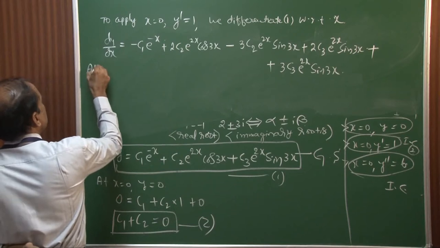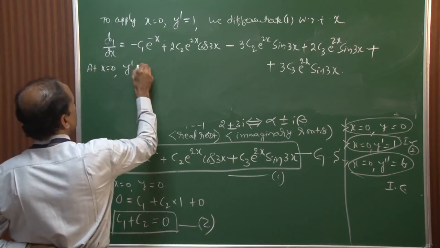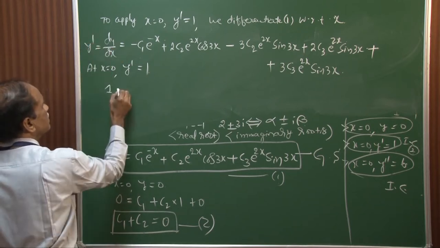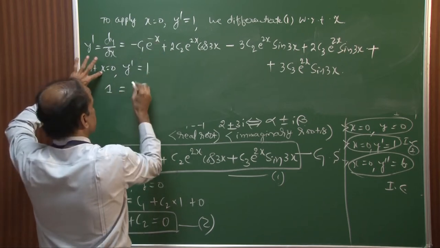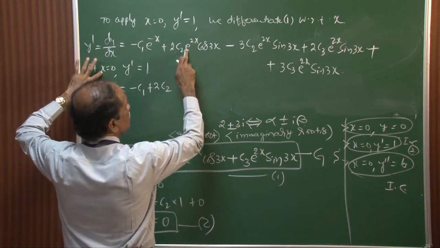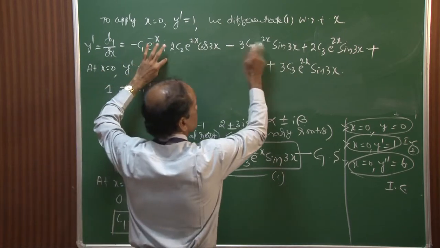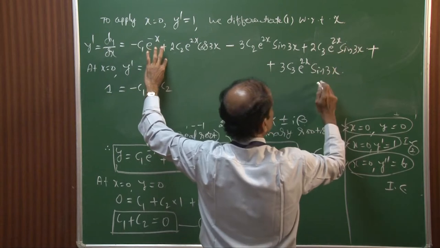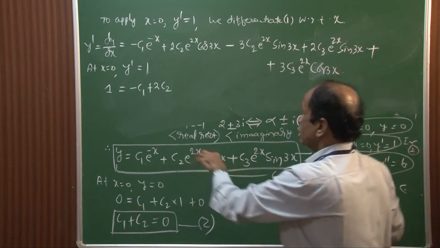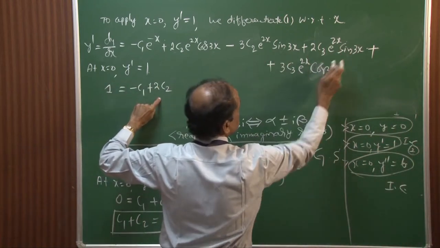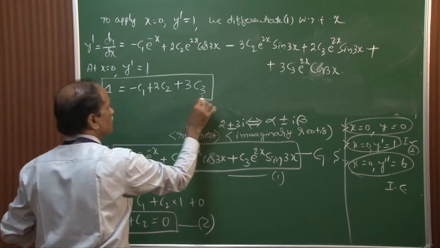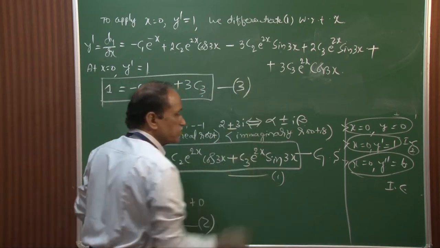That means at x equal to 0, y dash is equal to 1. So y dash is equal to 1. Take that 1 on the left side, and substitute x equal to 0. That is minus c1 plus 2 times c2. Here e to the power 0 is 1, cos 0 is 1, and the sine terms become 0. Of course, the differentiation of sine 3x is cos 3x, so this is not 0. Therefore, plus 3 times c3. This becomes your equation number 3.